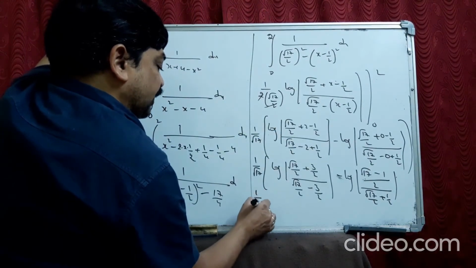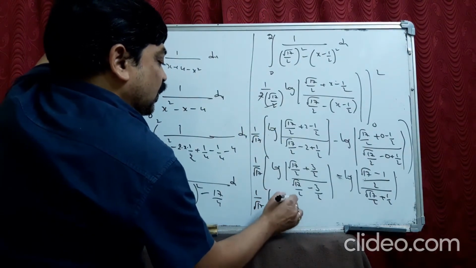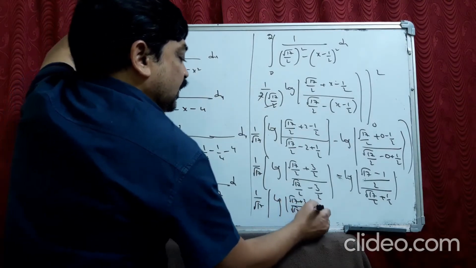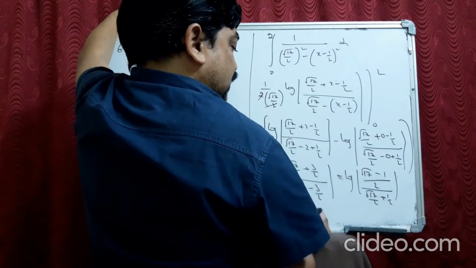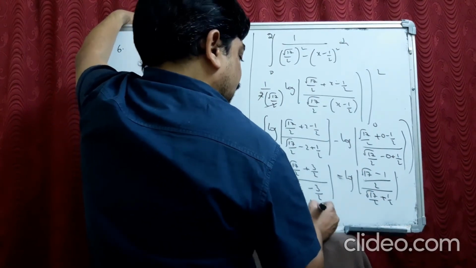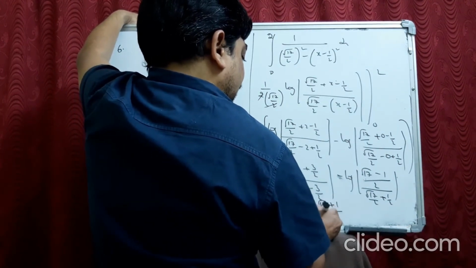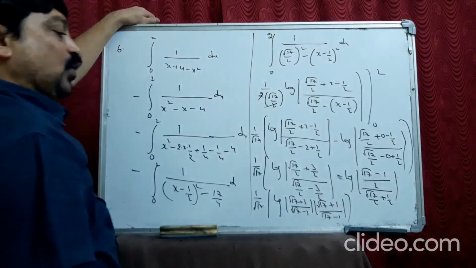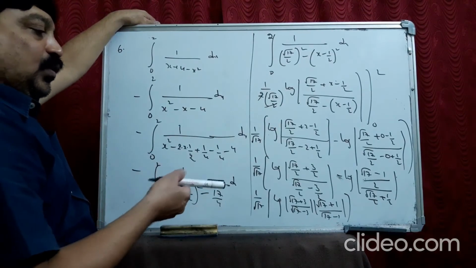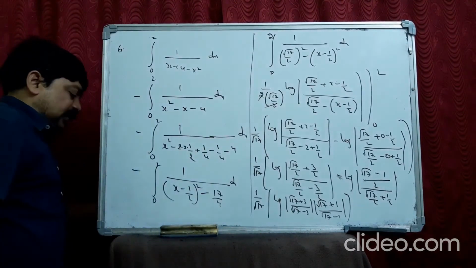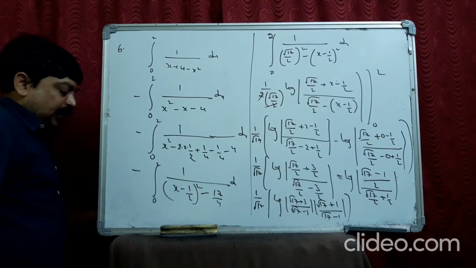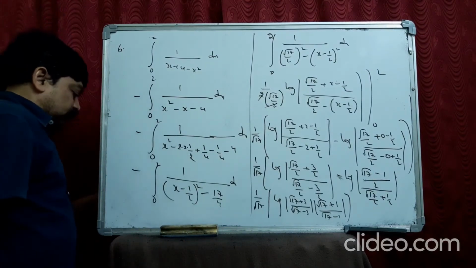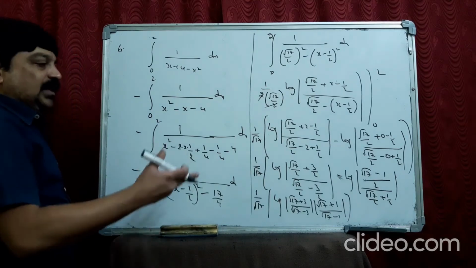So 1 by root 17, you can leave like that actually. Root 17 plus 3 by root 17 minus 3. By this, log a minus log b, you can write as root 17 plus 1 by root 17 minus 1, because log a minus log b becomes log a by b. When you take reciprocal, it becomes like that. Still, let us see the answer. Yeah, they have multiplied. But you can leave like that.